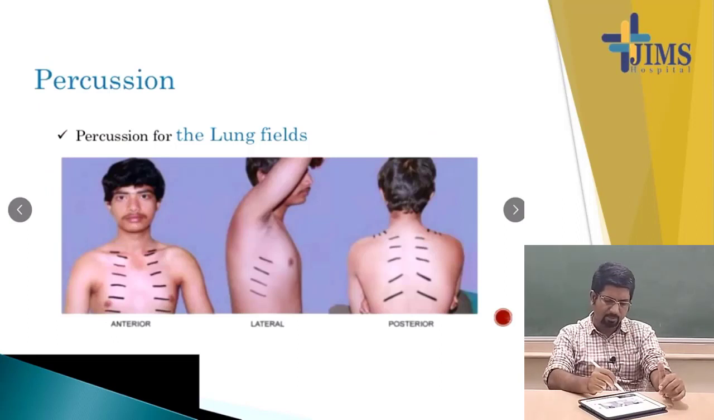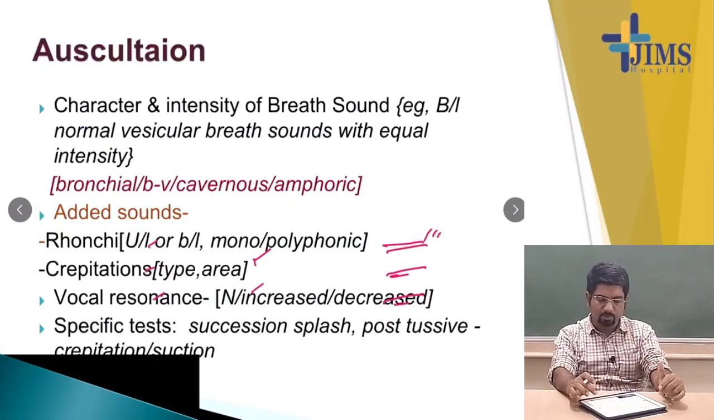In this area where we percuss, anteriorly there are the supraclavicular, infraclavicular and mammary areas, and here are the axillary and infra-axillary areas, and posteriorly there are the suprascapular, interscapular and infrascapular areas. Now come to the auscultation.